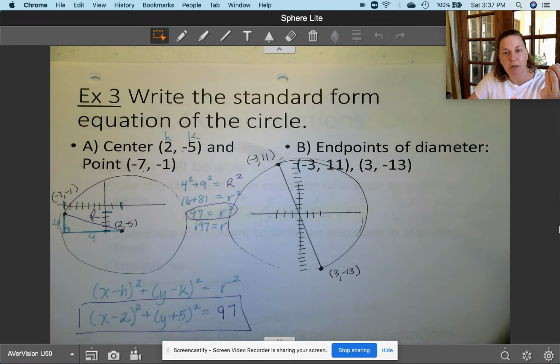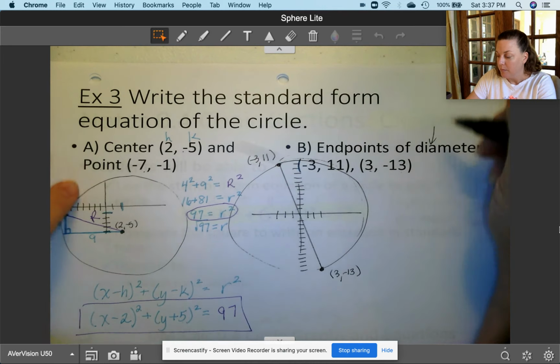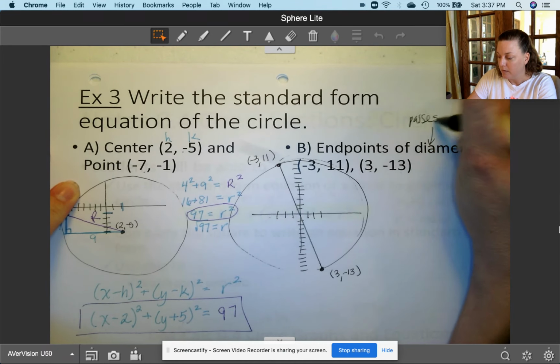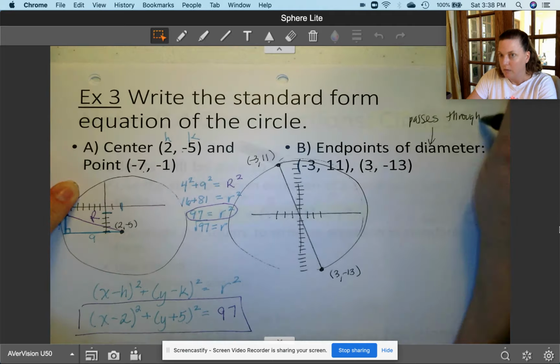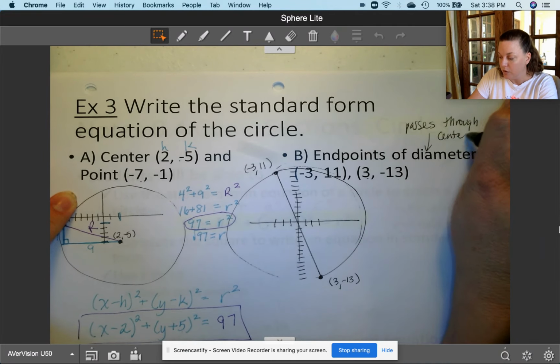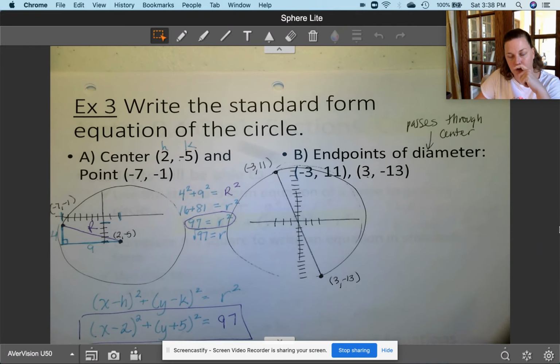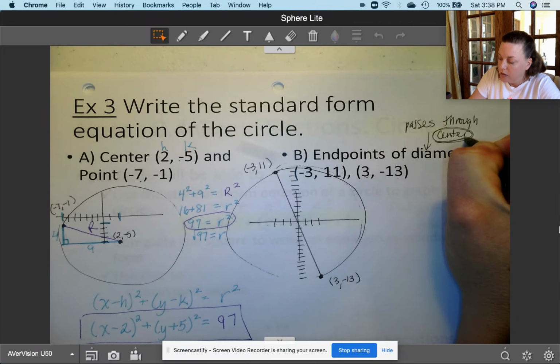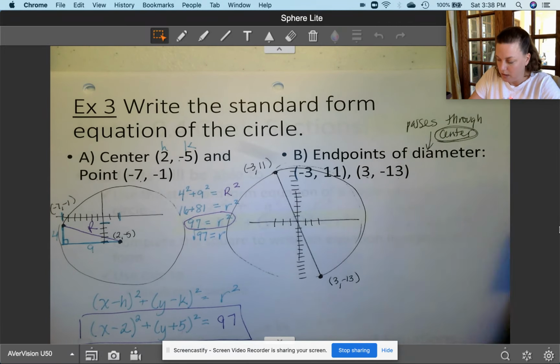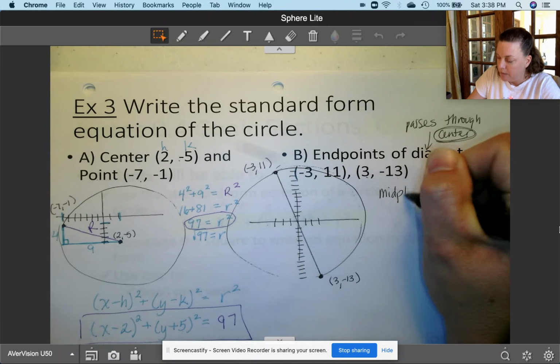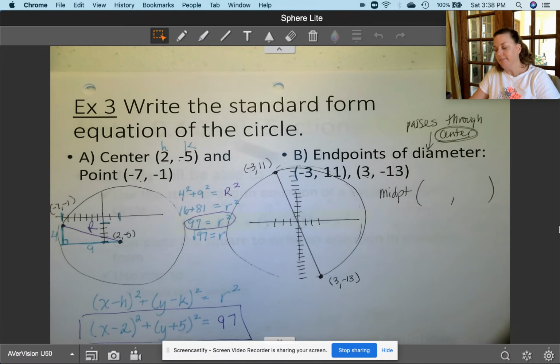Now, what do we know about the diameter of a circle? It passes through the center of the circle. It must. It always passes through the center of the circle. It's also twice the length of the radius. So there's so many different ways that we could solve this problem, but we do need to know the center of the circle. And that center is going to happen at the midpoint. So the midpoint is the average of the x's and the average of the y's.